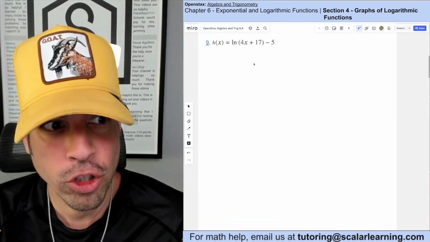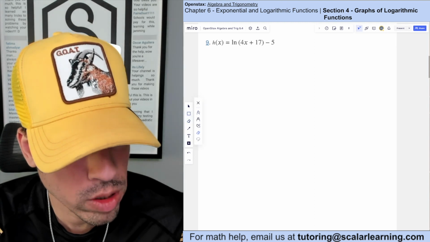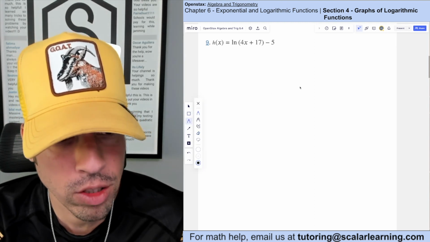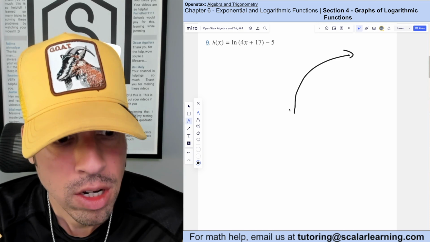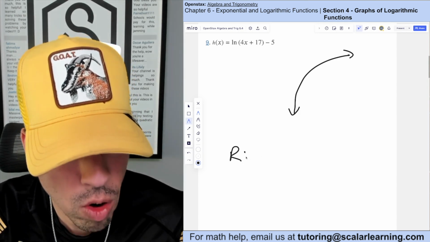Done. So for this function, for range, we're really thinking a logarithmic function in general is always going to go up and down without bound, right? So it's going to look like this. So my range is going up and down forever and ever. So range is all real numbers.